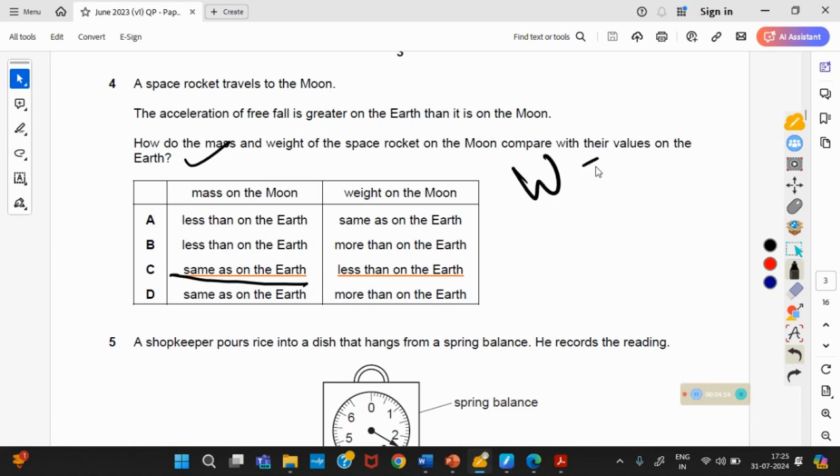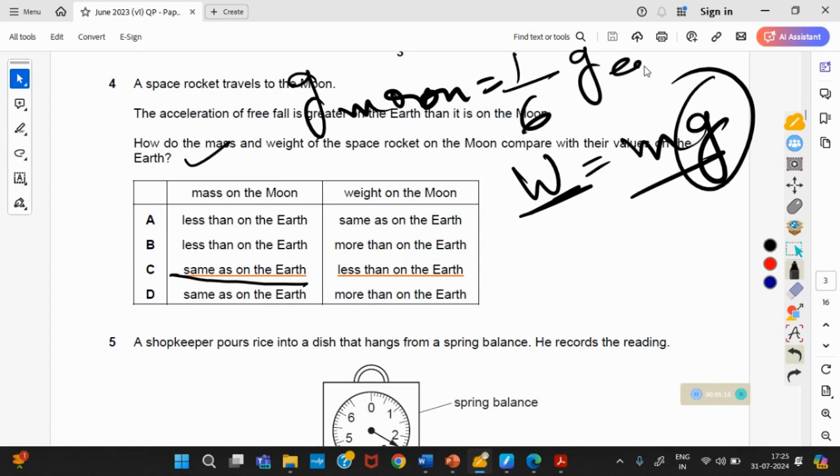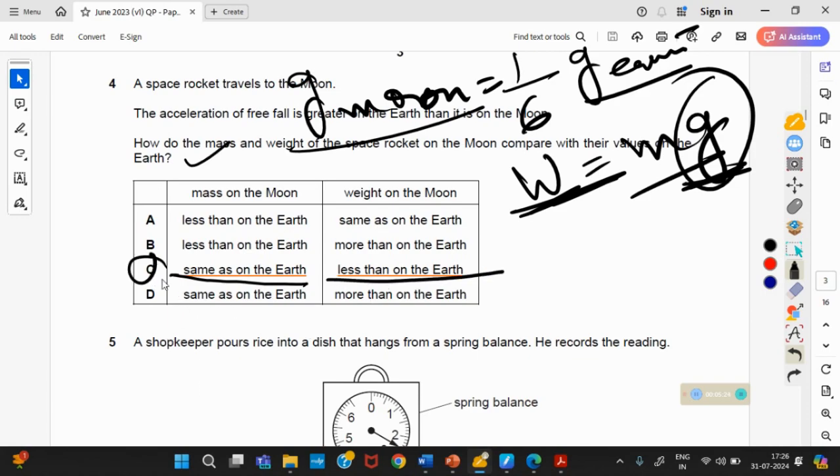But weight is a force. Weight is mass times g. When we go to any other planet, the g value will be different, so the weight will be different. We know that g on the moon is 1/6th of g on the Earth. So g is reduced there. If g is reduced, then weight will be reduced, less than on the Earth. Option C is the right one.